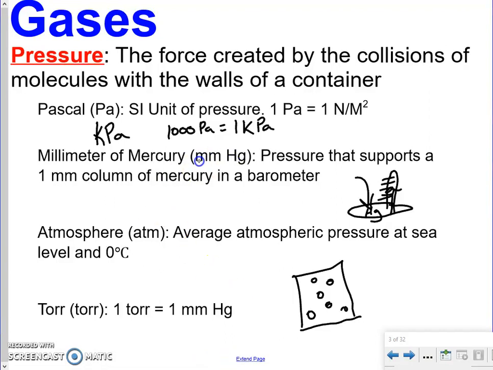Obviously, we don't use millimeters in America, we use inches, so you may see inches of mercury on the weather station for the pressure outside, the barometric pressure. Really, in chemistry, the common one we use is atm. That's our standard unit for pressure, atm being atmospheres. And then we also have torr, where 1 torr is equal to 1 millimeter of mercury. So really, they're the same measurement, just different units.